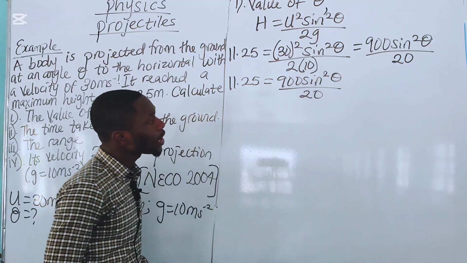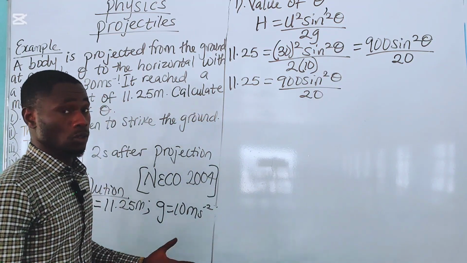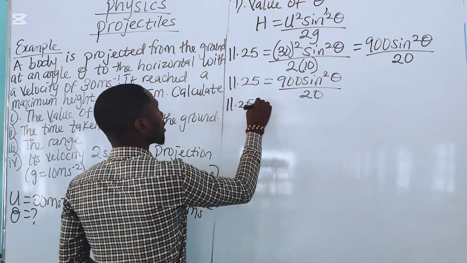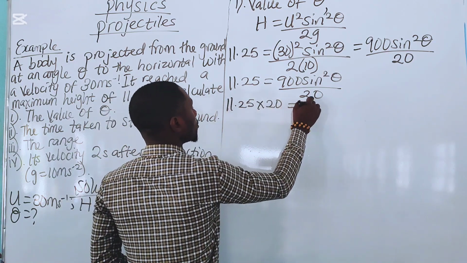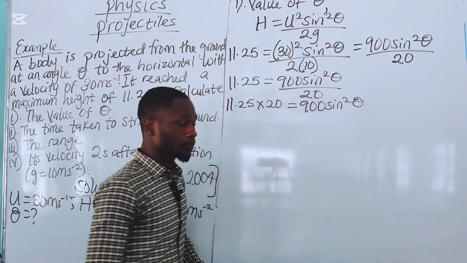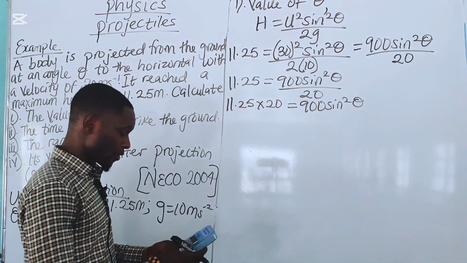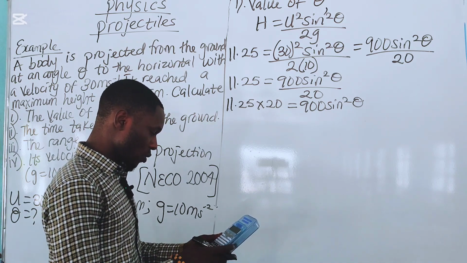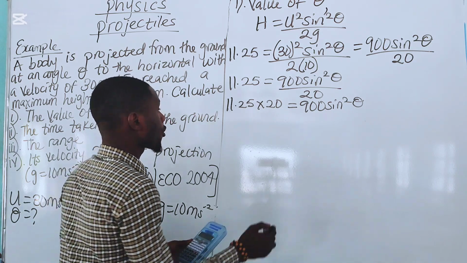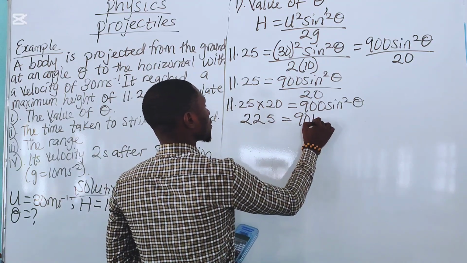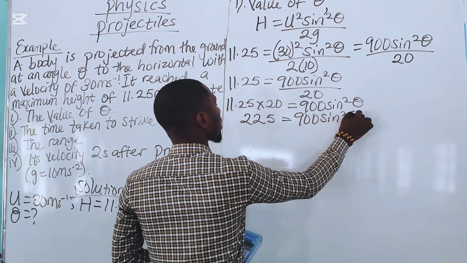So we're looking for theta. What we need to do now is to cross multiply. So we have 11.25 times 20 should be equal to 900 sine squared theta. So 11.25 times 20, I'll use my calculator, that is 225. So 225 is equal to 900 sine squared theta.